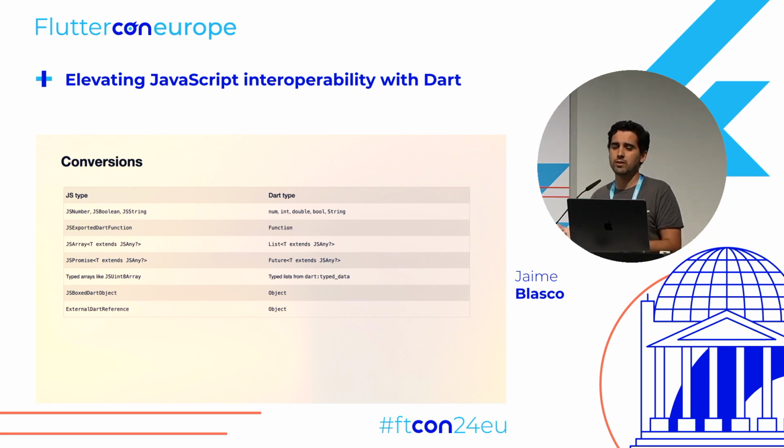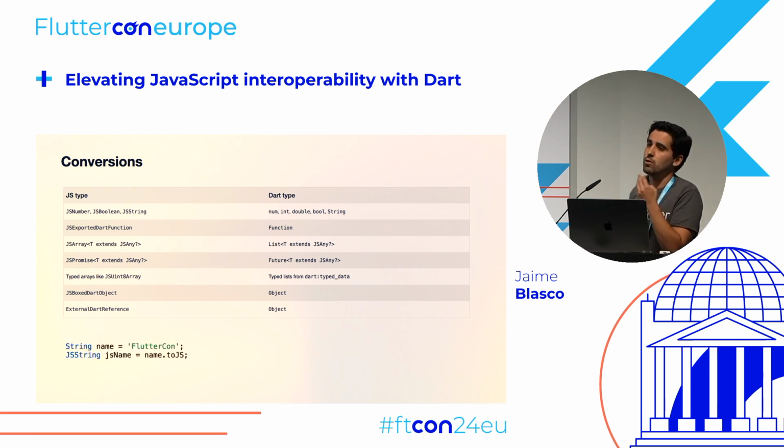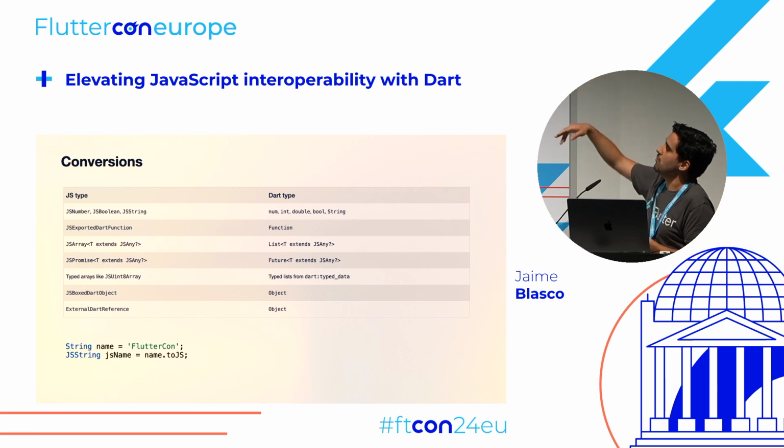Making these conversions is very straightforward, so let's see an example. For example, you want to convert from a string to a JavaScript reference of this string. You create a string there, and there is a static method that was created in the library itself that you can call on any of these elements from the Dart type, and you can call toJS, and it will automatically convert to its similar JavaScript type.